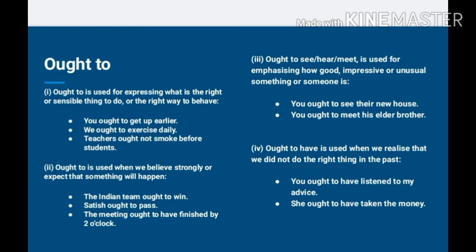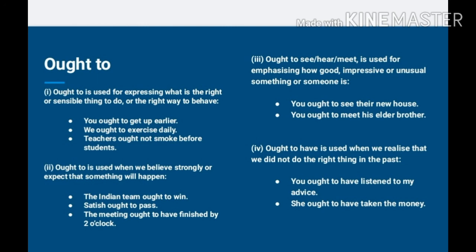Now let us focus on the usage of ought to as a modal auxiliary. The first usage. Ought to is used for expressing what is the right or sensible thing to do or the right way to behave. The first example, you ought to get up earlier. We ought to exercise daily. Teachers ought not smoke before students. All these expressions are expressing the right and sensible thing to do or the right way to behave. In that particular situation, we can use this modal auxiliary ought to in a sentence.